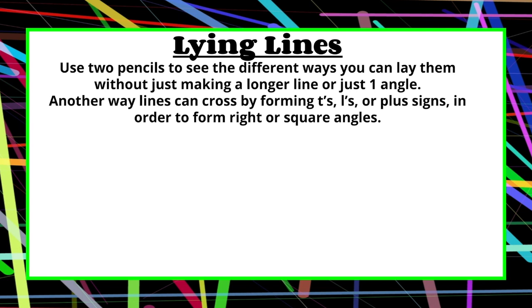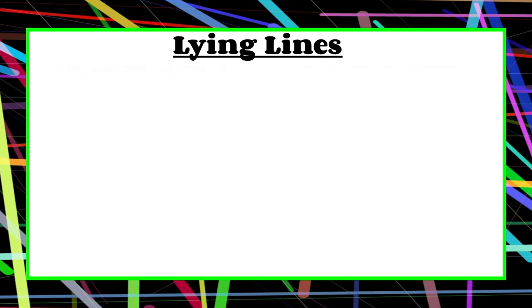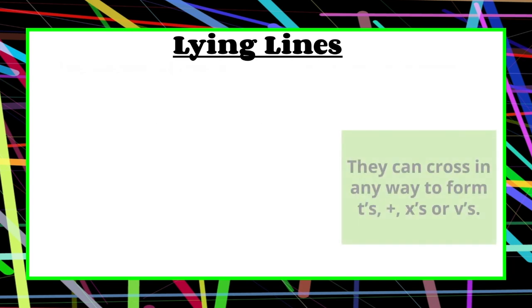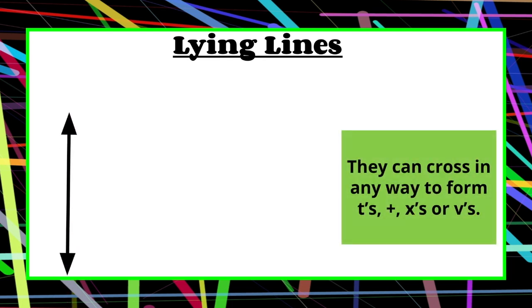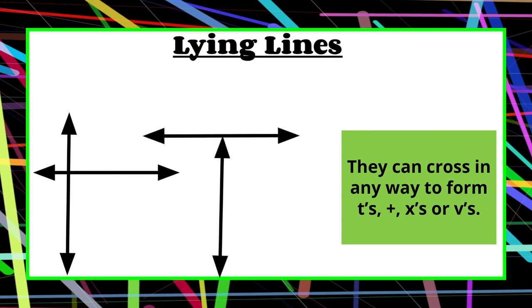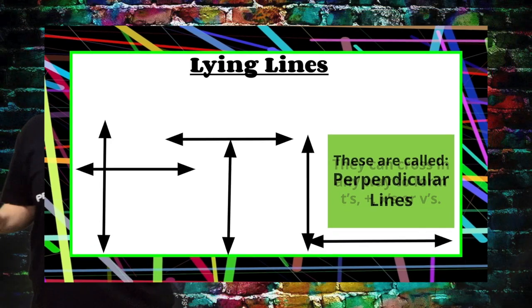Use two pencils to see different ways you can lay them. Remember, we're not making a long one. I want you to try to cross them so they form a perfect T or an L or a plus sign, so that they'll form right, or square, or 90 degree angles. They might look something like this. These are called perpendicular lines.